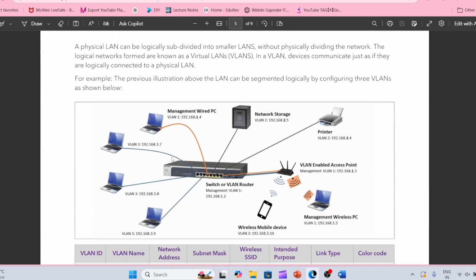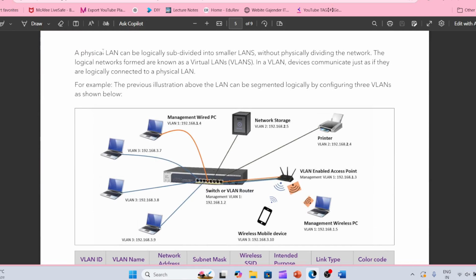Now to overcome this problem, we have introduced the concept of VLAN. The physical LAN that we have is subdivided into small LANs without physically dividing the network. The logical network formed is known as virtual LAN, VLANs. We have created a logical subnetwork. We can say VLAN devices communicate if they are logically connected to a physical LAN. Normally communication happens as in the example above.